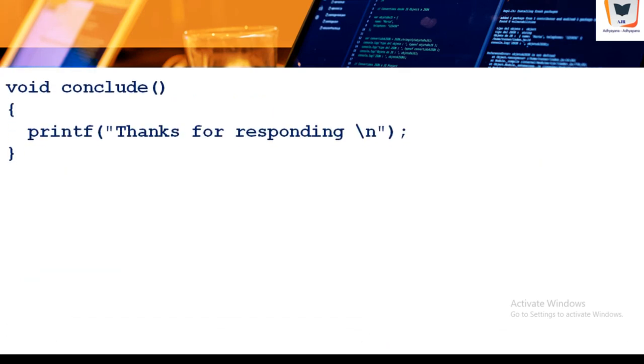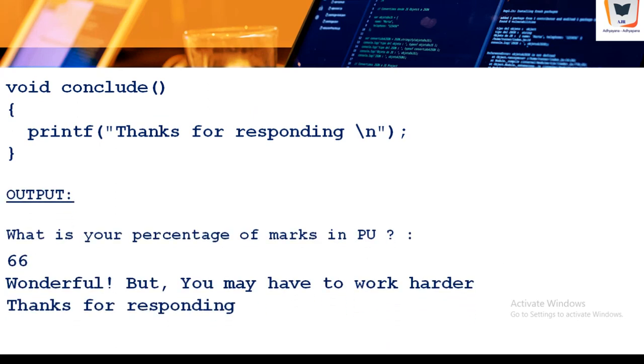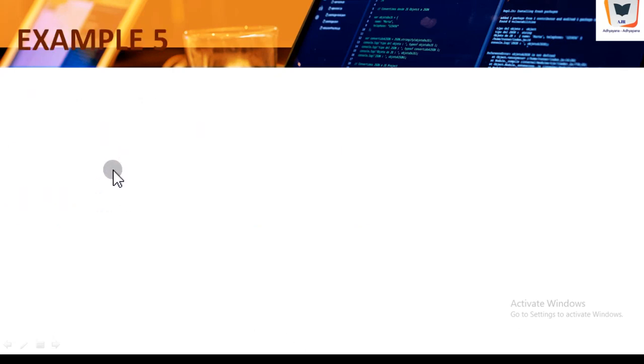And in conclude, we have written, instead of writing at several places, thanks for responding. Okay. Right. Output, what is your percentage of marks in PU? 66%. Wonderful. But you may have to work harder. Thanks for responding. This thanks for responding is displayed by conclude function. Okay, example 5.